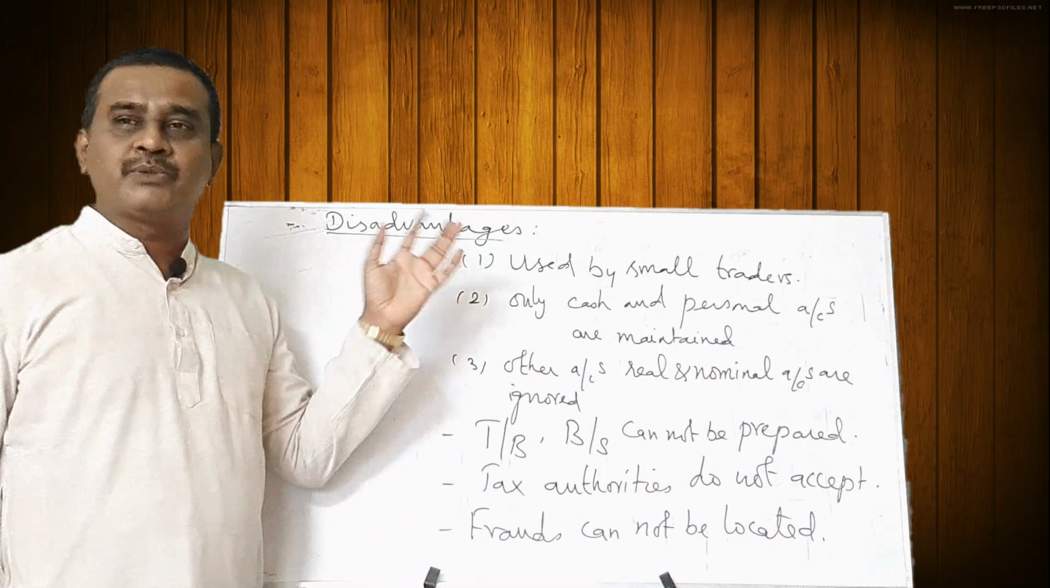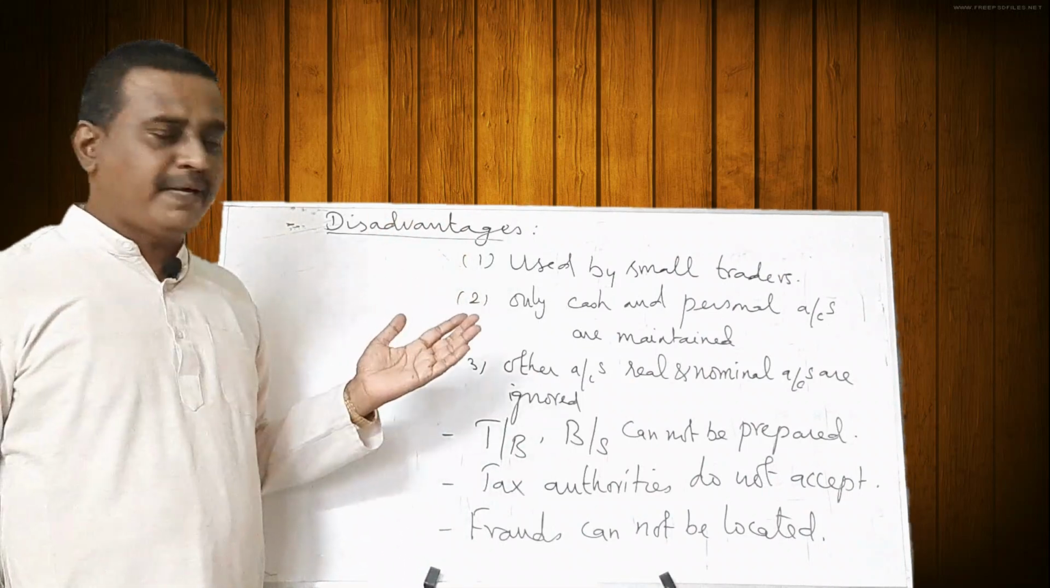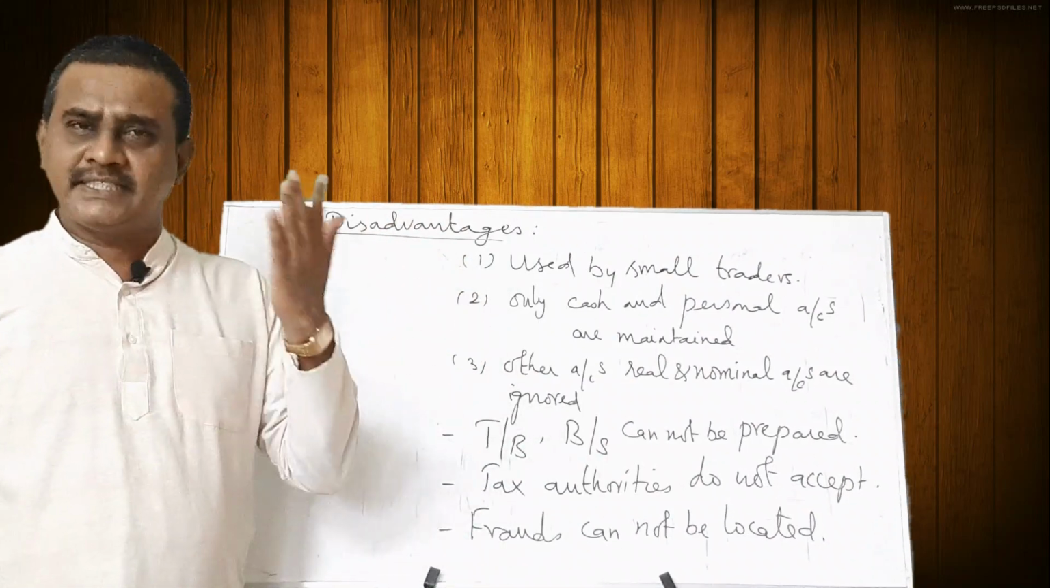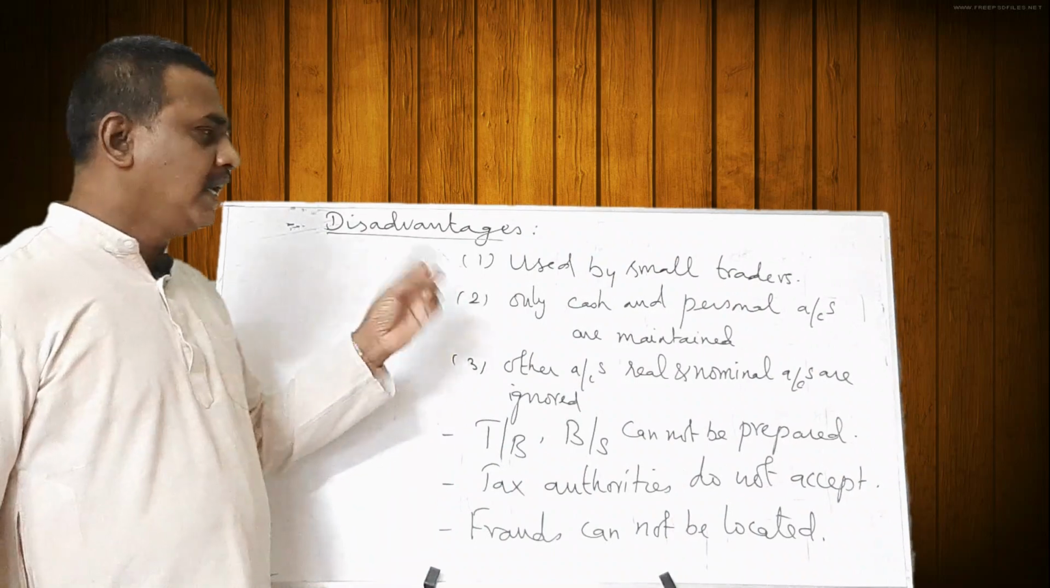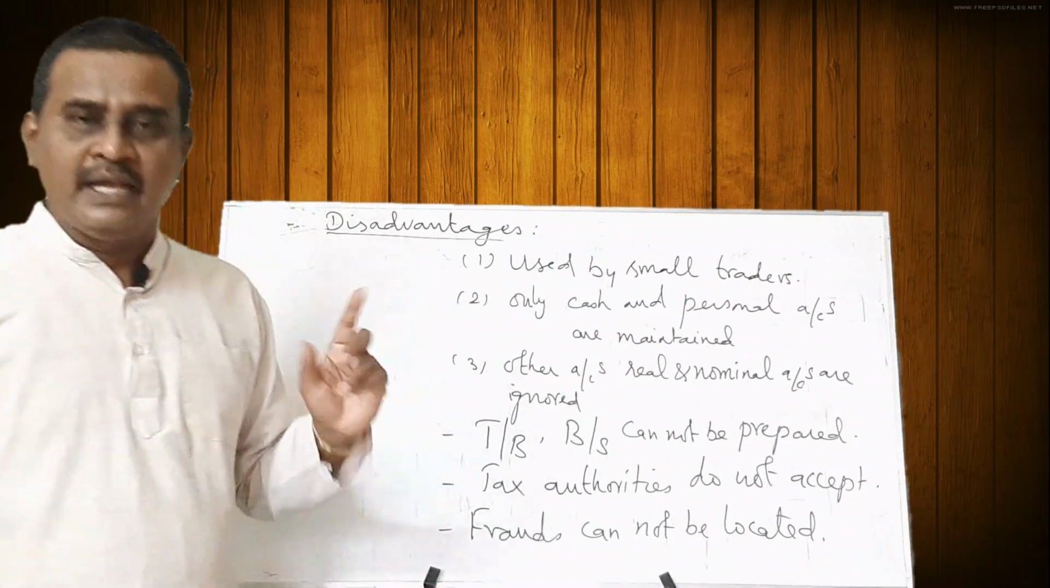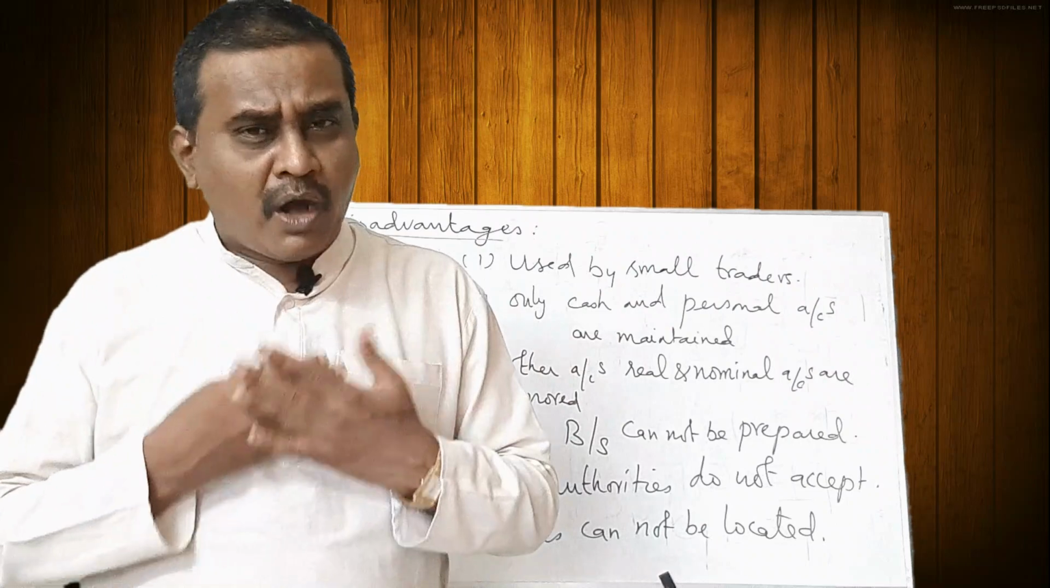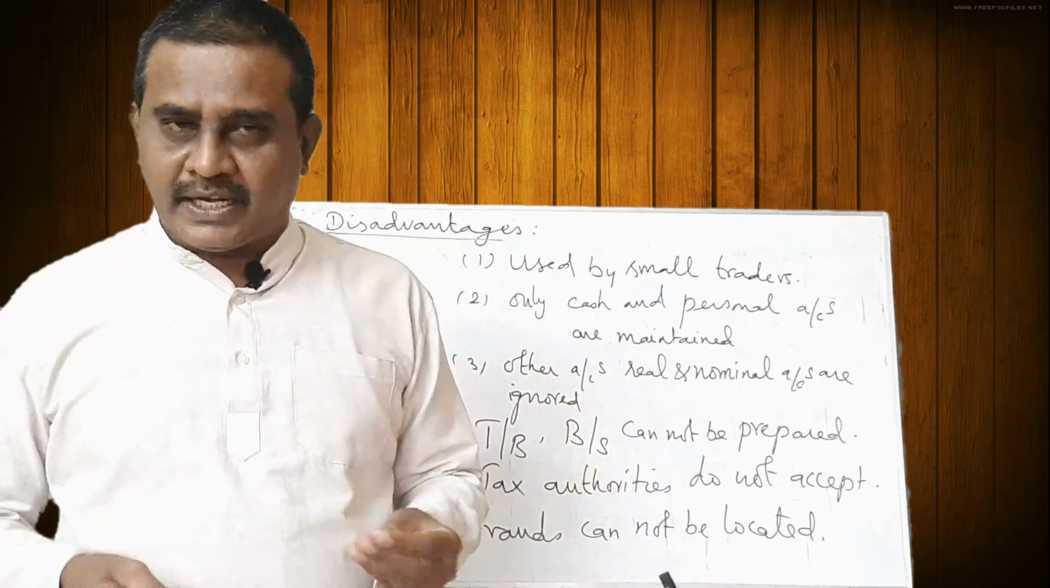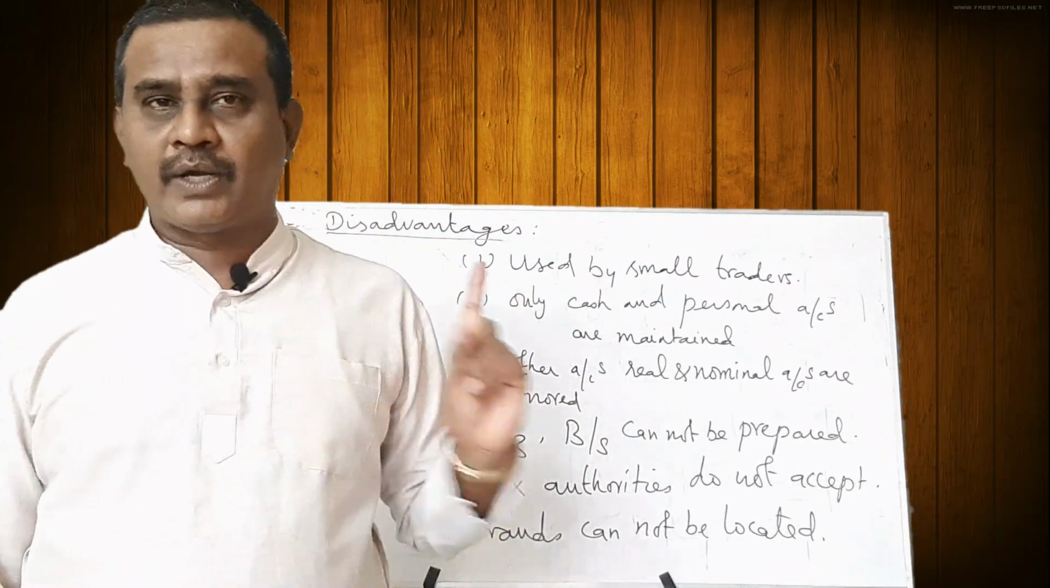This is used by small traders. So companies cannot follow this system. So this is a disadvantage. And another one, only cash and personal accounts are maintained, others are ignored. If we want to have a perfect profit, accurate profit, we must follow double entry system.